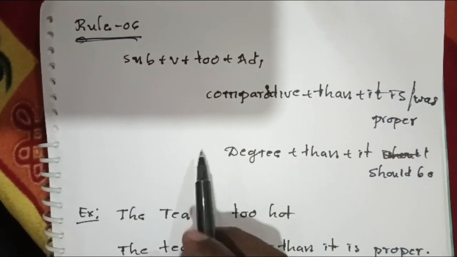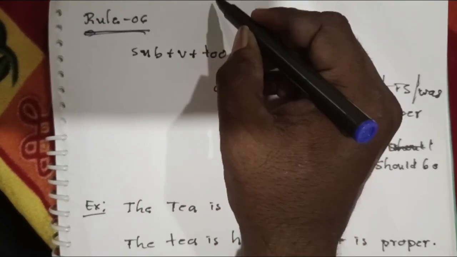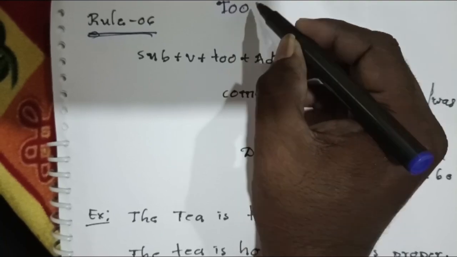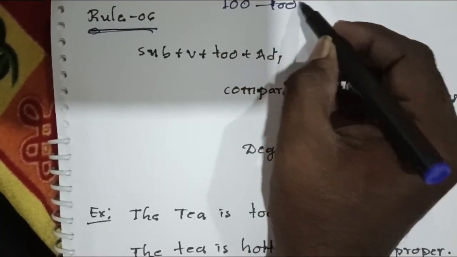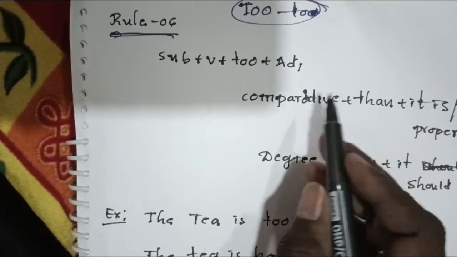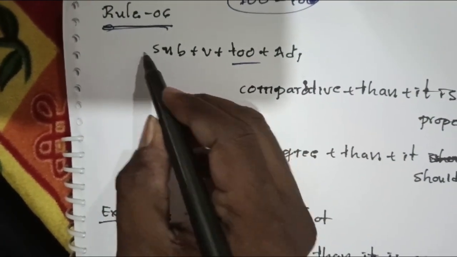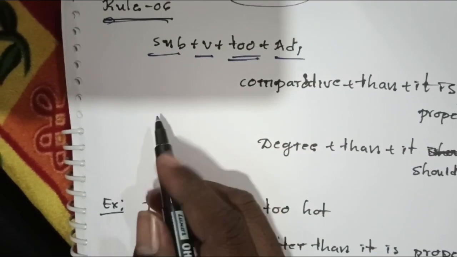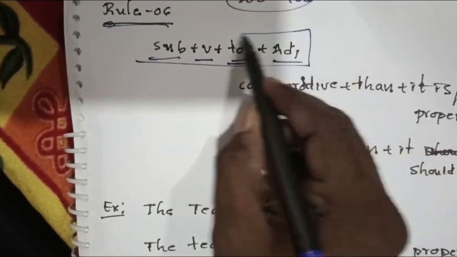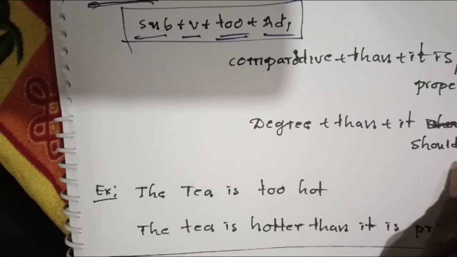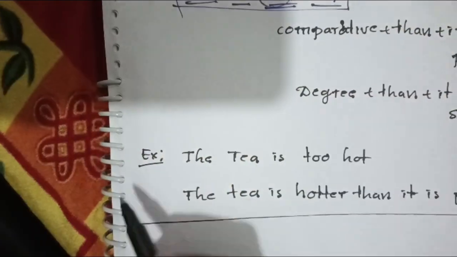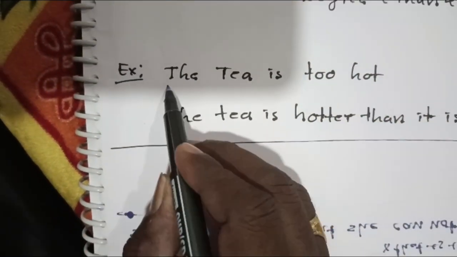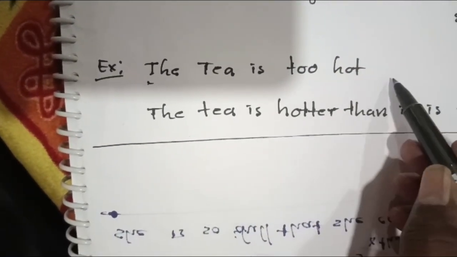Coming to rule 6. What is rule 6? In this we remove 'too'. The structure is subject, verb, too, adjective, and here we have to change it. How do we change it? We remove 'too' completely. Here is a somewhat different example: The tea is too hot.